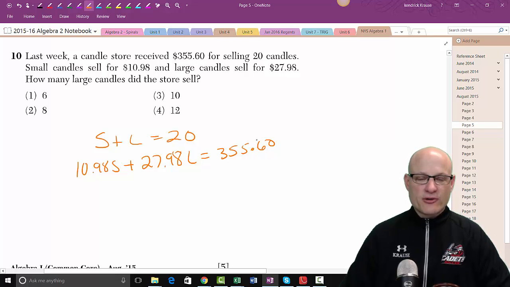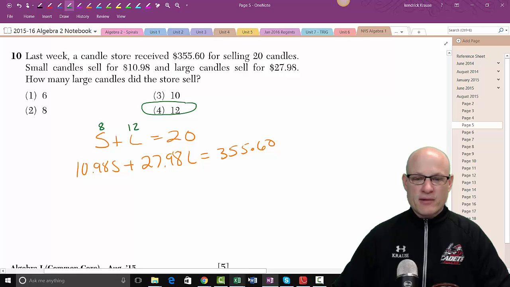This one's definitely a calculator question. So let's assume for fun, I always try the end. Let's assume it's this answer, 12, for the number of large candles. So 12 here would make 8 here. And I'm going to try that in my calculator.